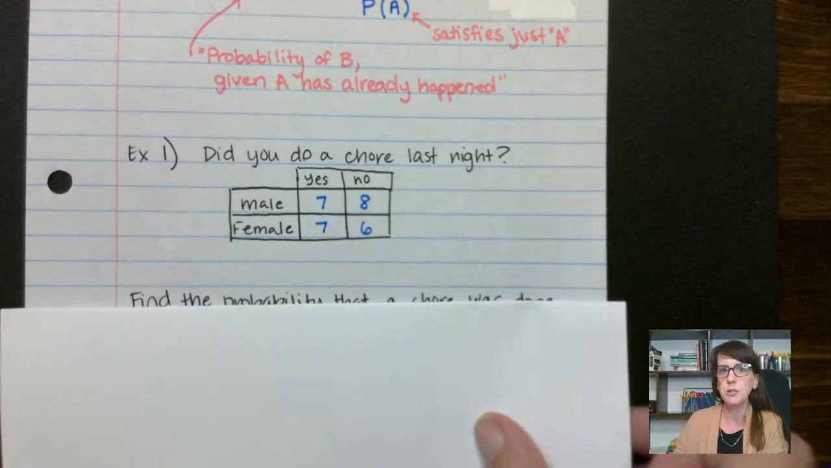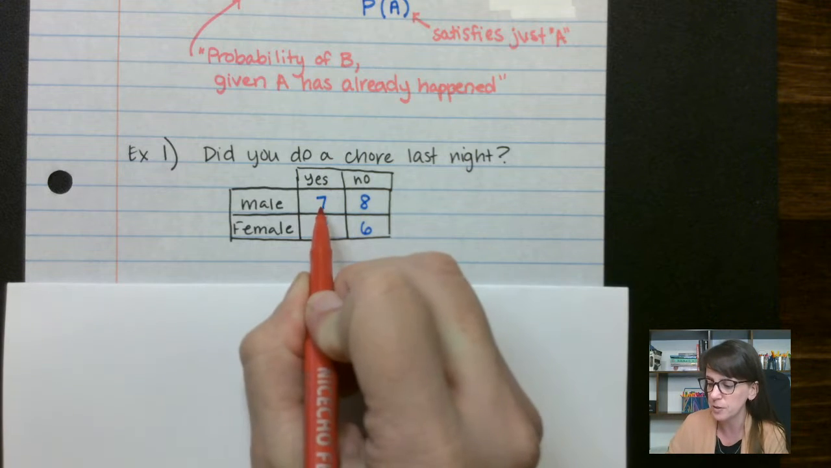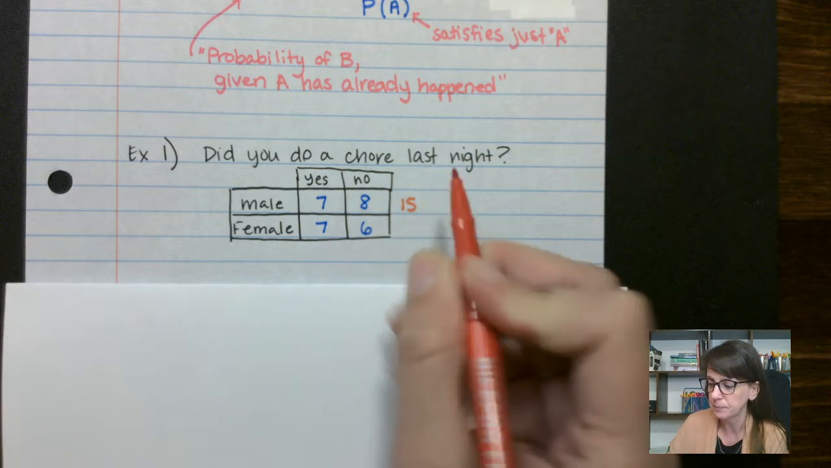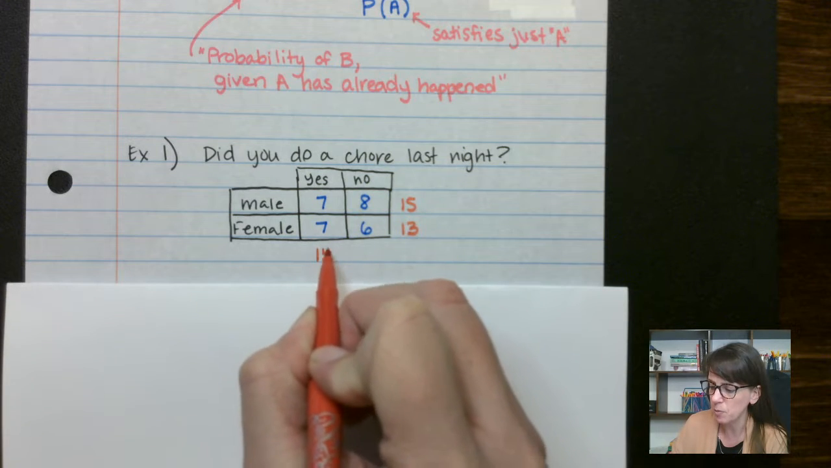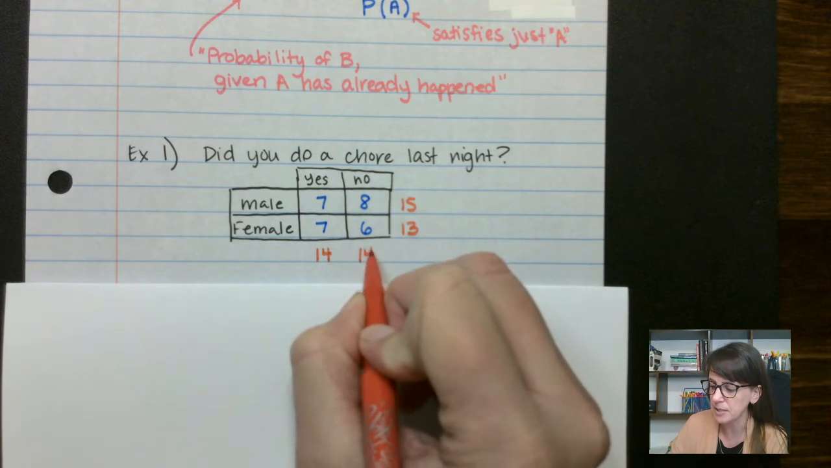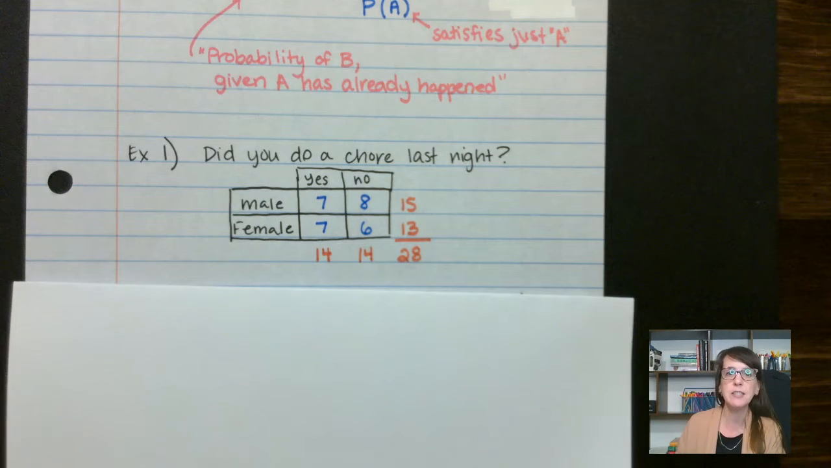So did you do a chore last night? Yes, no, male or female. The first thing, whenever I see a two-way table, nearly every time it pays off to total. So 7 and 8 is 15. This is 13. This is 14. And 14, which gives us 28 total. So it's a good idea to tally or add up the columns and the rows.